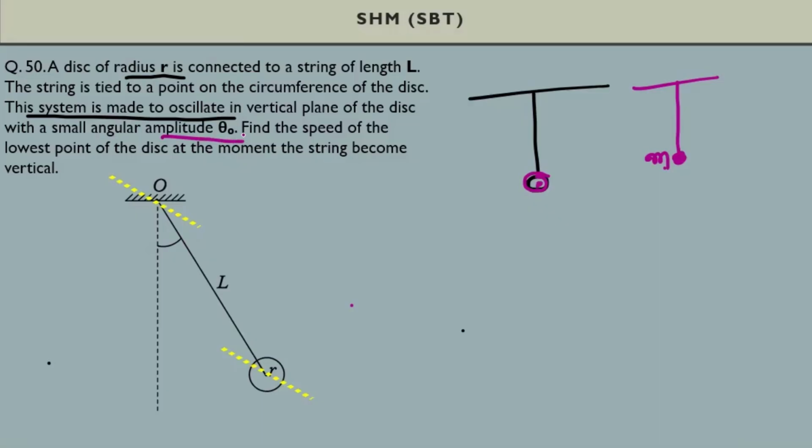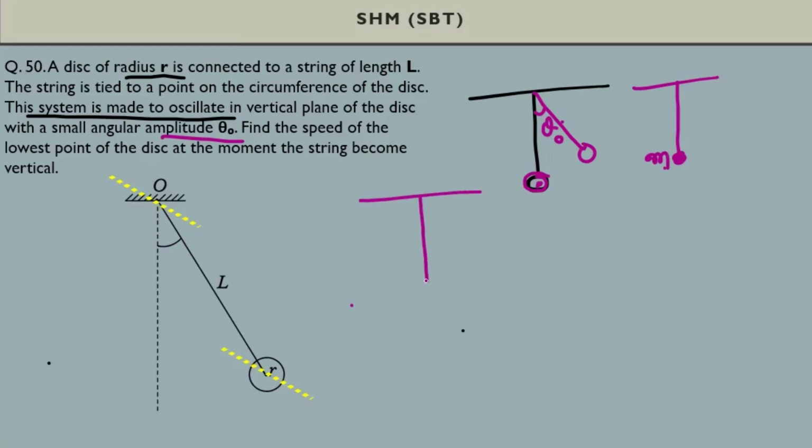So here also the system is made to oscillate in the vertical plane with a small angular amplitude theta naught. It will oscillate with amplitude theta naught when you take it to angle theta naught and then release it from here. Sorted. So this is what you will be getting. Find the speed of the lowest point of the disk at the moment the string becomes vertical.